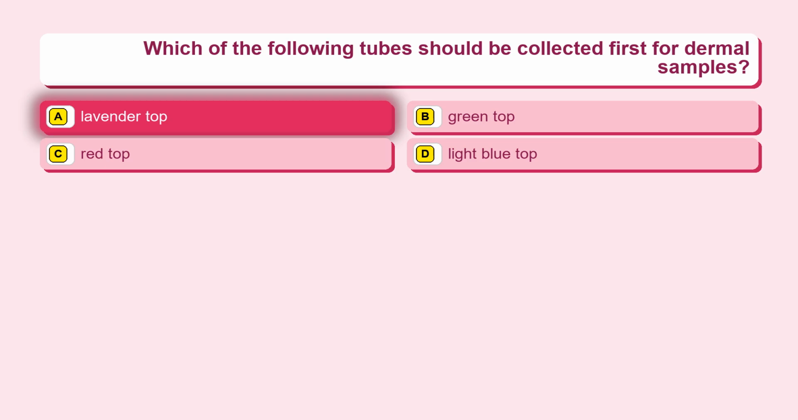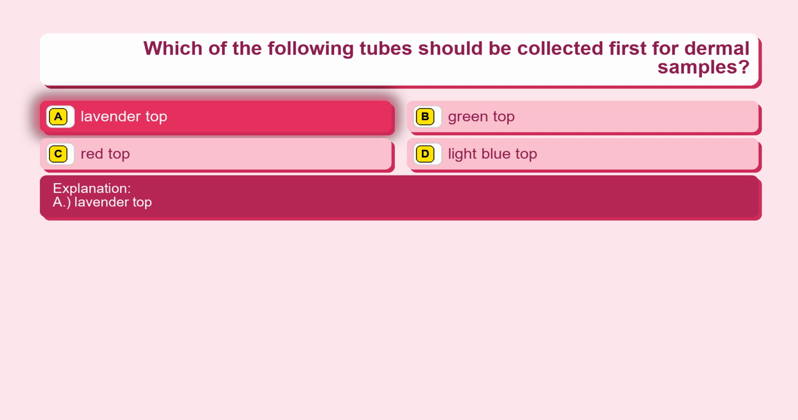The correct answer is option A. Lavender top. A. Lavender top.